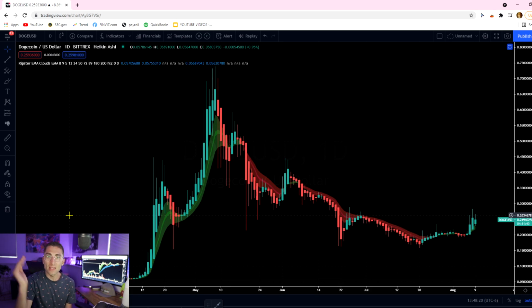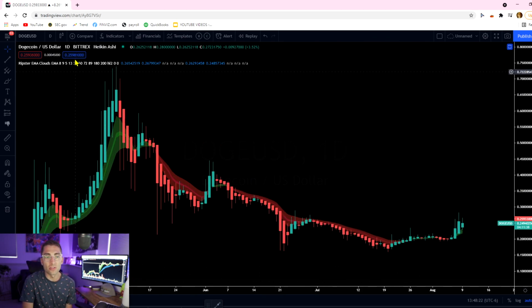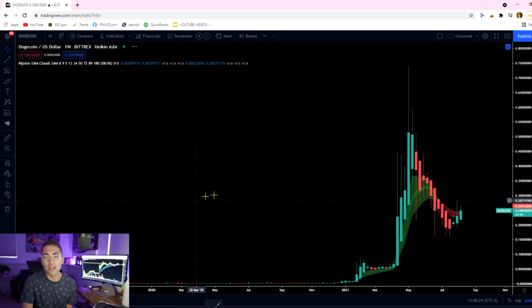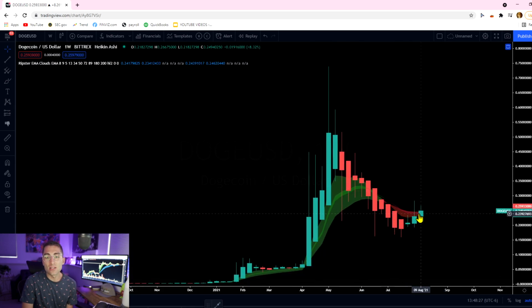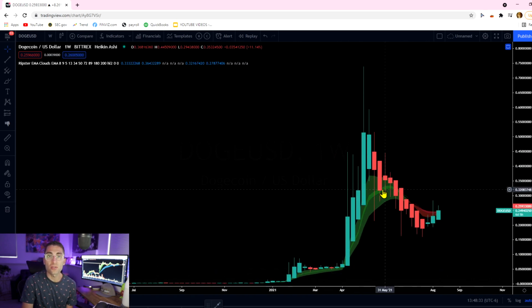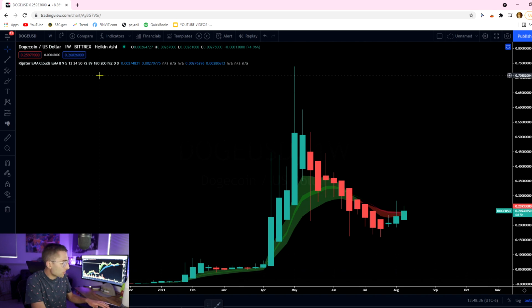So the only thing holding us back from a long-term move is the weekly EMA cloud, and that is still red. It could turn green, honestly, because we have 3 green candles. We're coming off the bottom. This could be a great reversal, great entry point. And let's just show you one more.